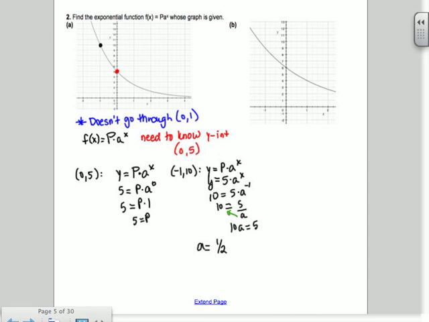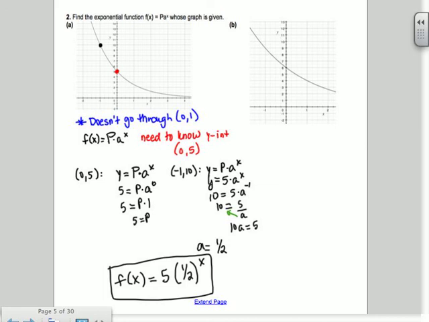So your final function is f of x equals, we found p was 5, we found a was 1/2 raised to the x. Okay, that's your answer. Now a lot of people mess this up. Were some of you guys thinking that you should have 2.5 to the x, like 5 times 1/2, you should multiply them? You don't multiply them because you're going to follow the order of operations. Does that make sense? So you have to do the exponent before you can multiply.